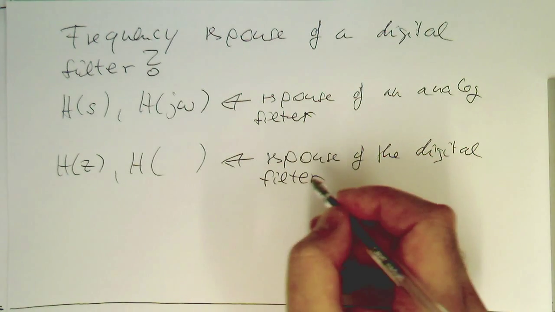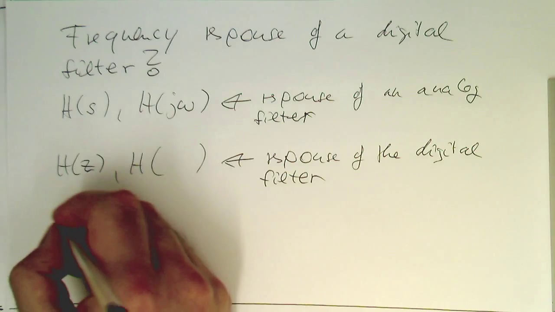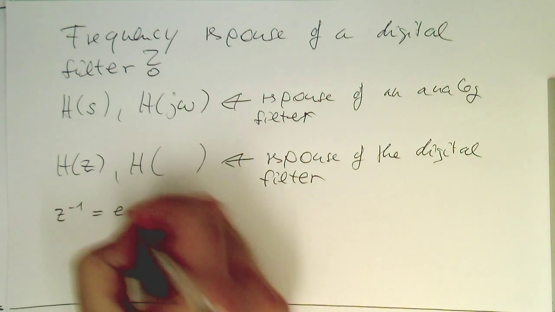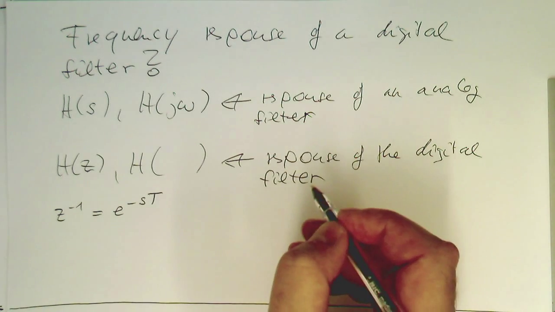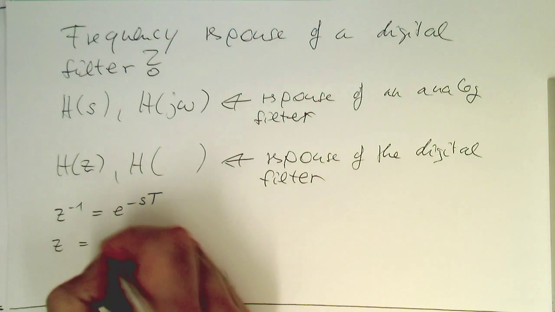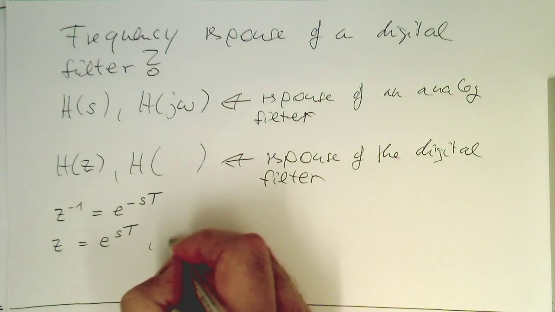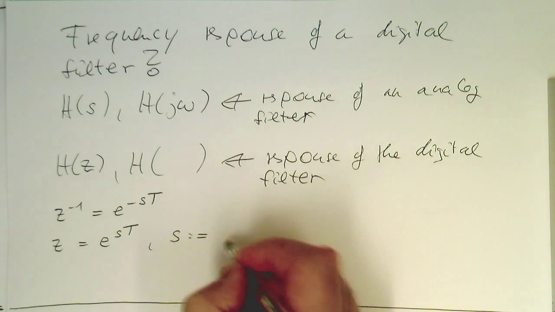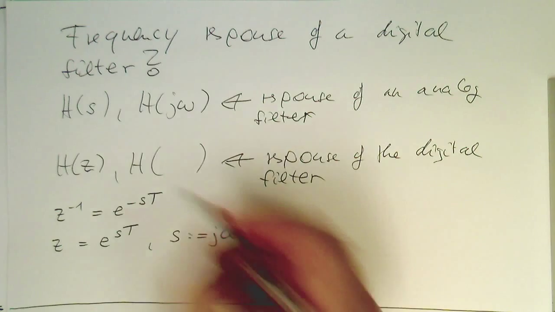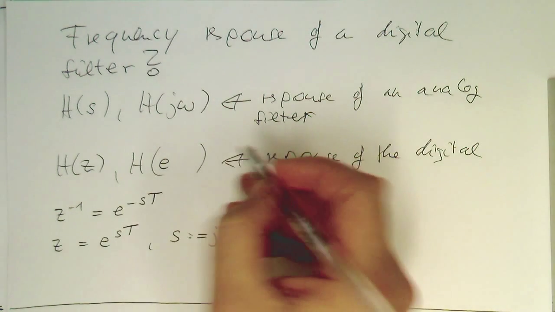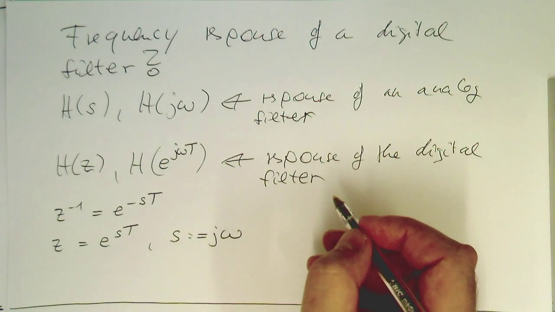So now this is here obviously Z. What is our definition of Z again? Z is e to the power of ST, we know. So Z is just e^(ST). And with that, we define our S for the frequency response as j omega. By substituting this in here, we are getting e^(j omega T) as a response.